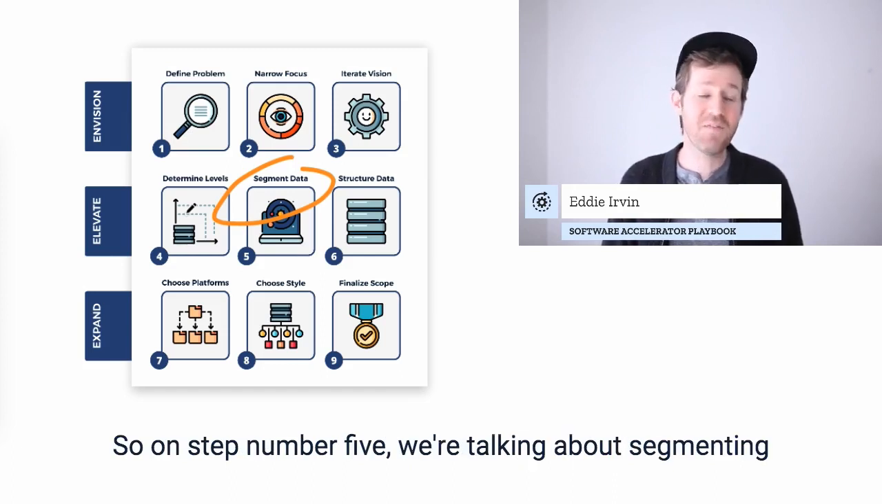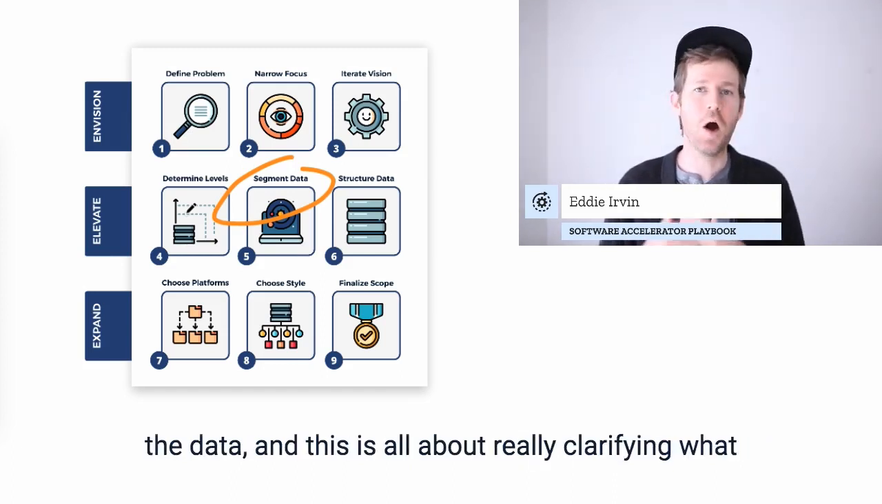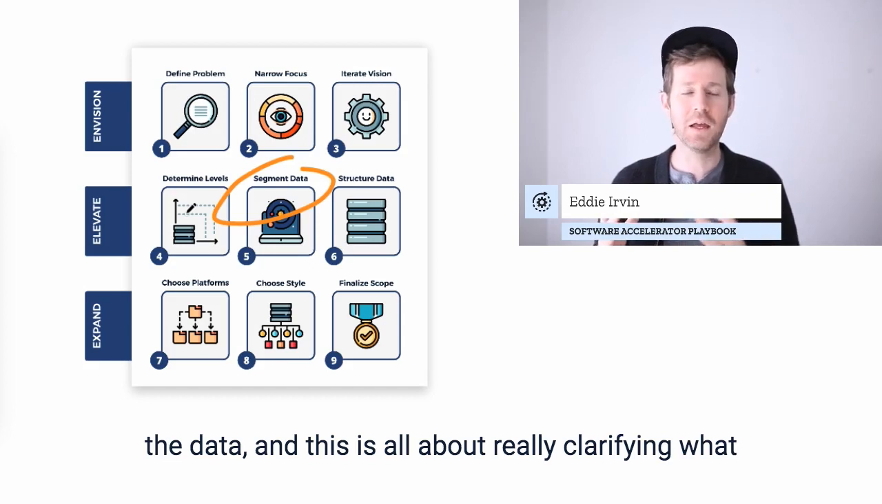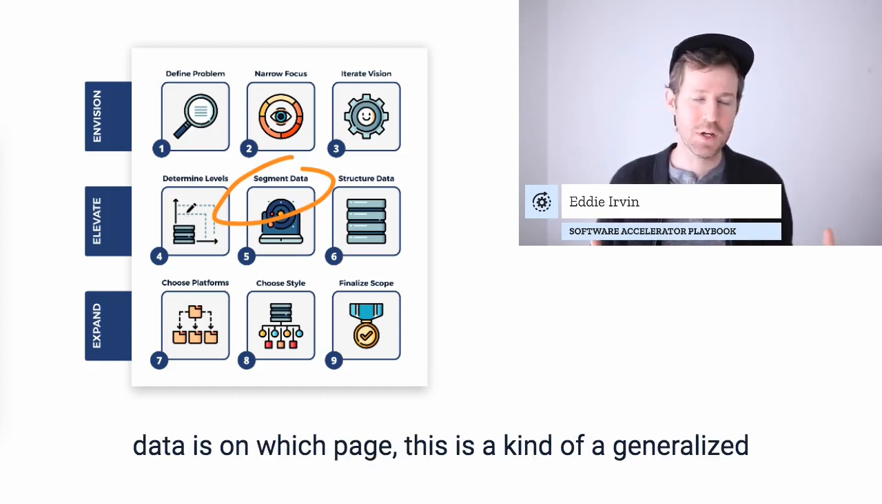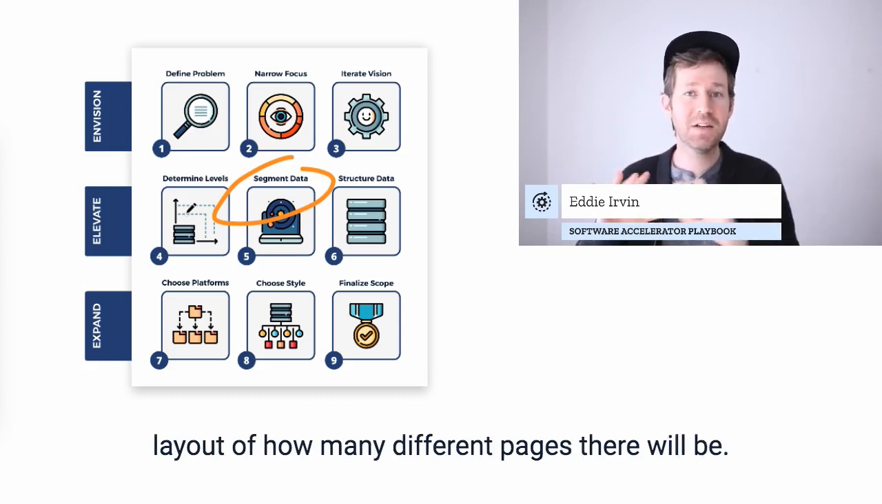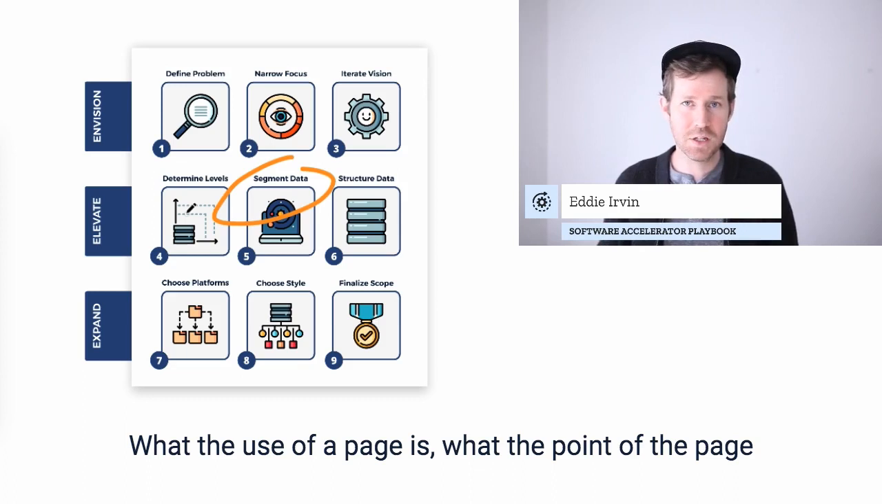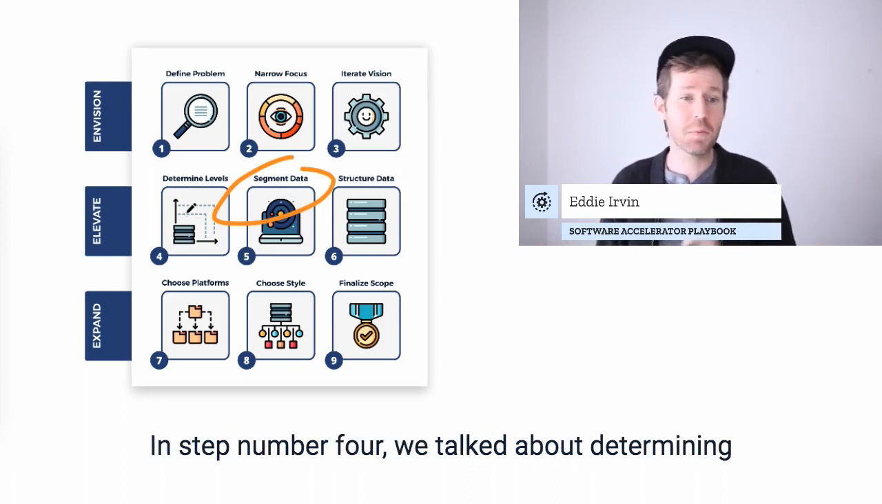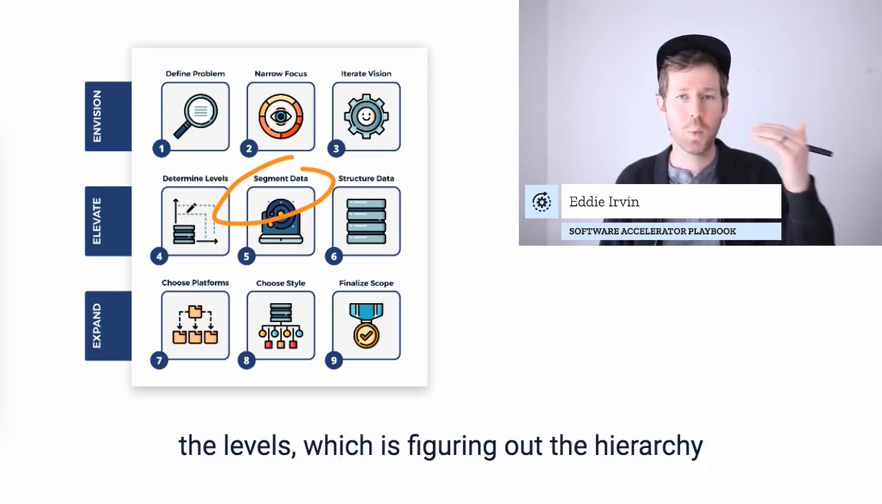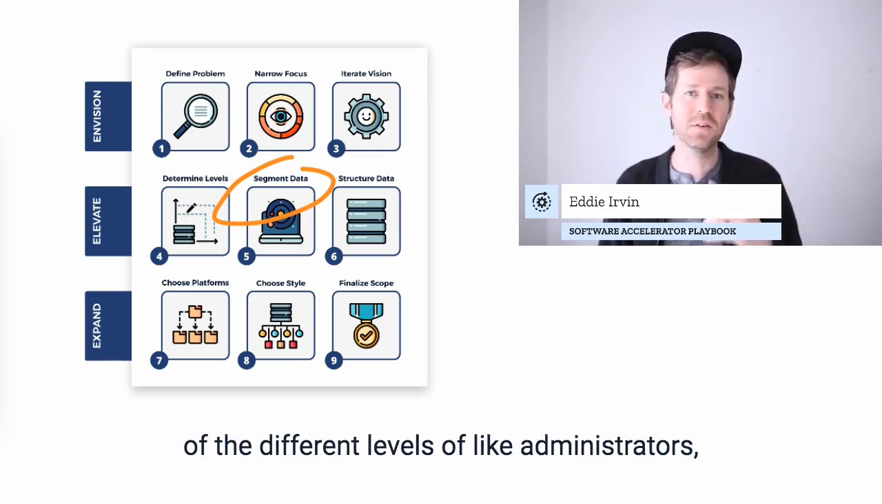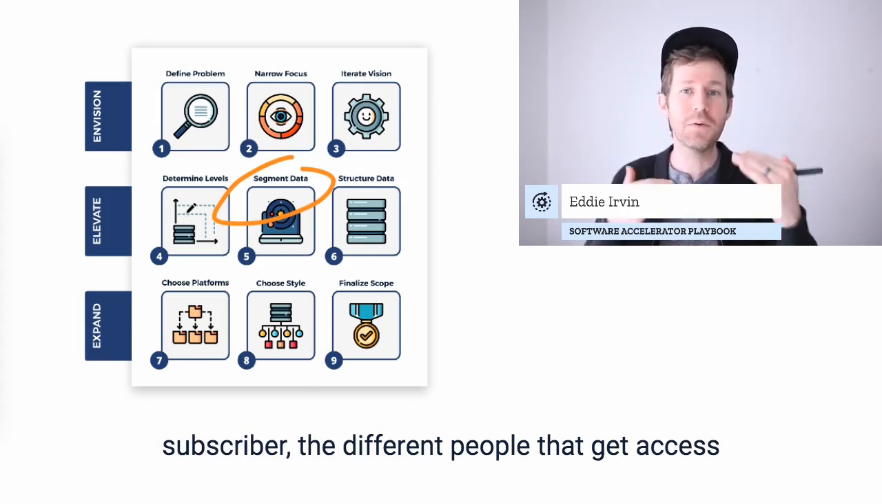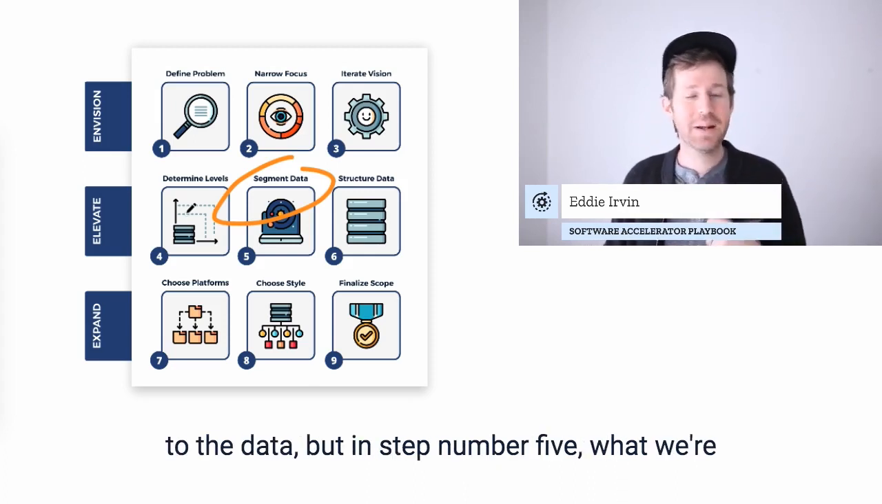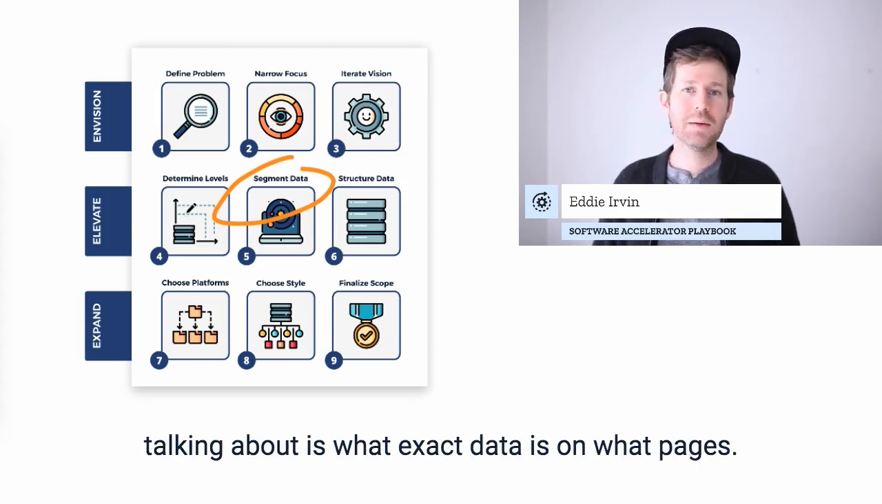So on step number 5, we're talking about segmenting the data, and this is all about really clarifying what data is on which page. This is kind of a generalized layout of how many different pages there will be, what the use of a page is, what the point of the page is, and then the type of data that goes on the page. In step number 4, we talked about determining the levels, which is figuring out the hierarchy of the different levels of like administrator, subscriber, the different people that get access to the data. But in step number 5, what we're talking about is what exact data is on what pages.